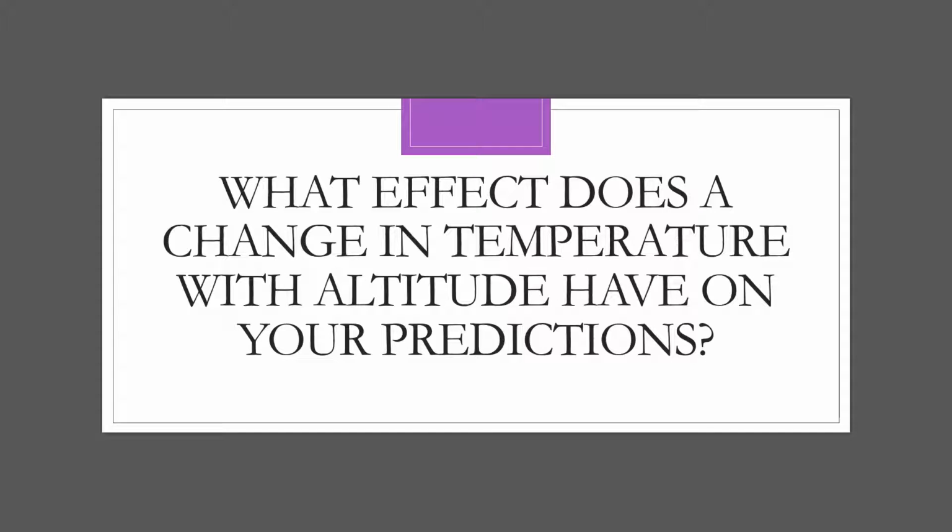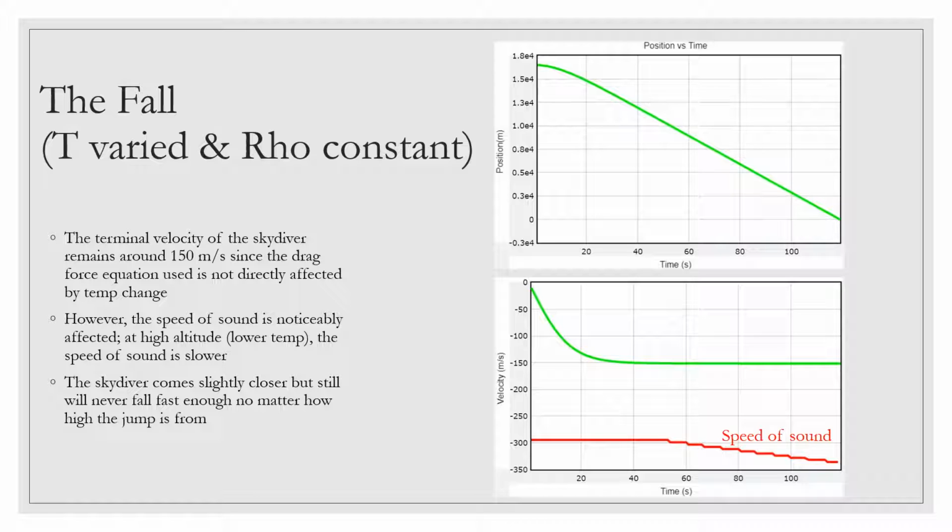What effect does a change in temperature with altitude have on your predictions? Here are the position versus time and velocity versus time charts with T varied and rho constant. The terminal velocity of the skydiver remains 150 meters per second since the drag force equation used is not directly affected by temperature change. However, the speed of sound is noticeably affected at high altitude, lower temperature. The speed of sound is slower. The skydiver comes slightly closer but still will never fall fast enough no matter how high they jump from.